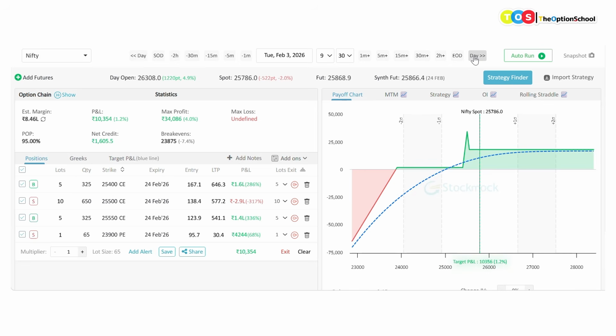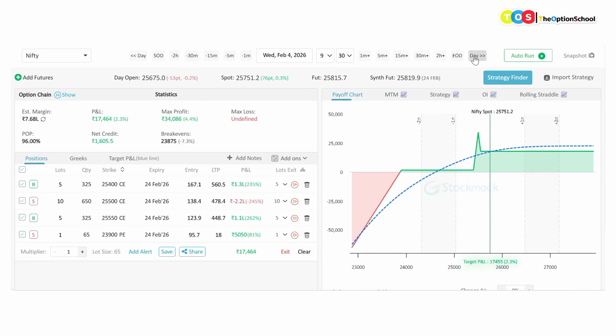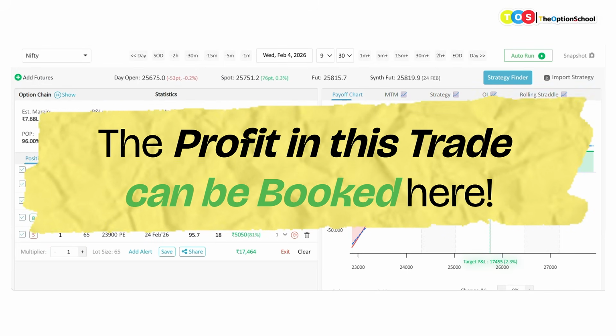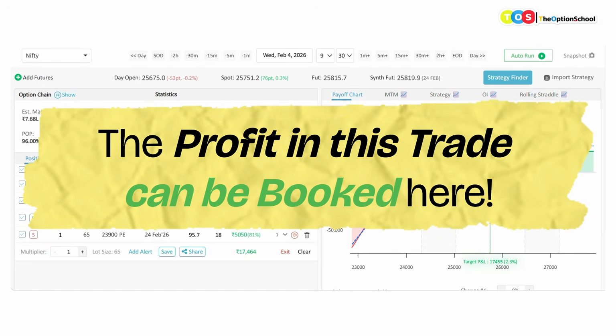Next day, if you see, the market keeps its upward journey, and I am making a huge profit of 17,000 rupees, and it is showing me, I don't know why the margin requirement has increased, but whatever is the margin requirement, it is 2.3%. So this makes a lot of sense to book this profit. Only for 2-3 days I have done this trade, and it is already giving me profit.